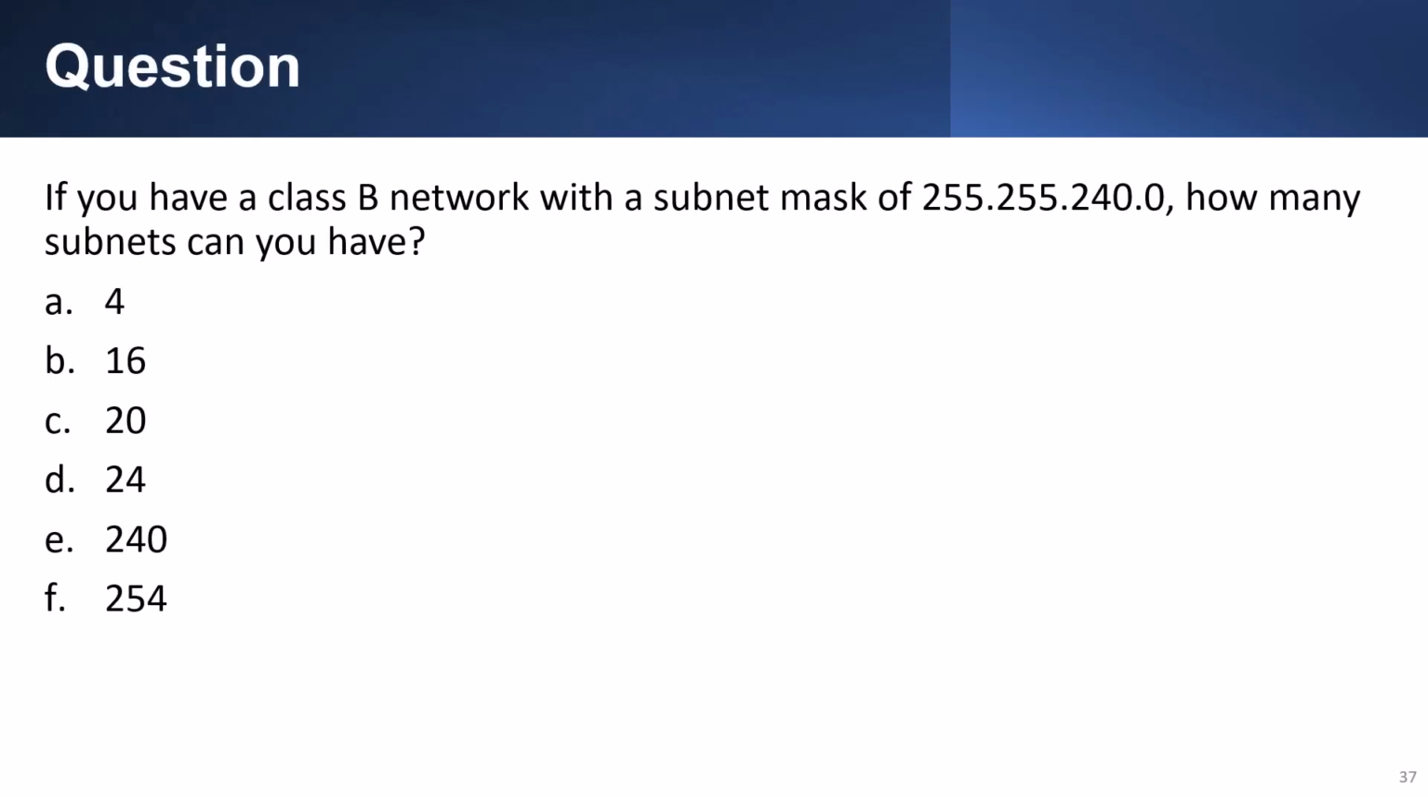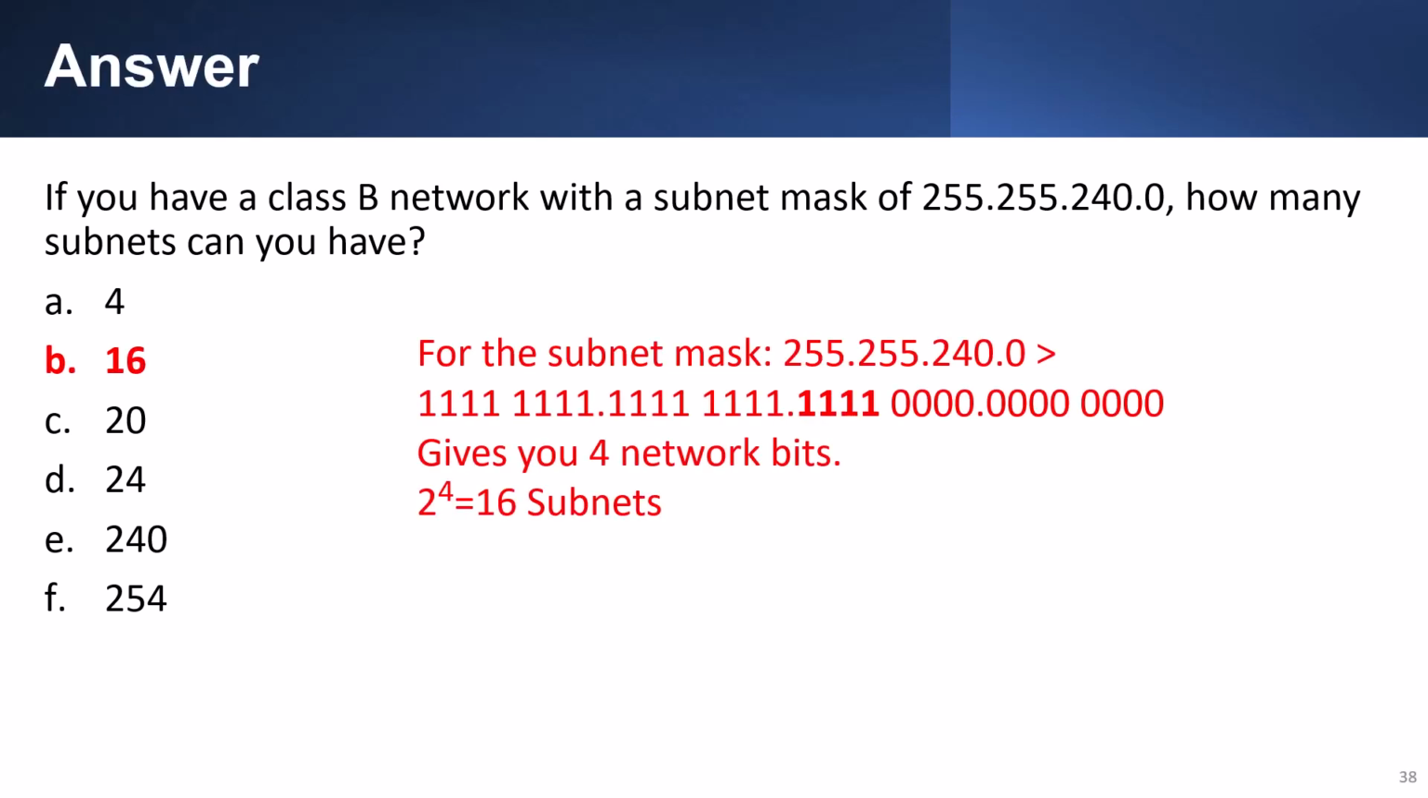Question. If you have a Class B network with a subnet mask of 255.255.240.0, how many subnets can you have? Answer, 16. For the subnet mask of 255.255.240.0, the binary equivalent is shown on the screen. This gives you 4 network bits. 2 to the 4th power gives you 16 subnets.